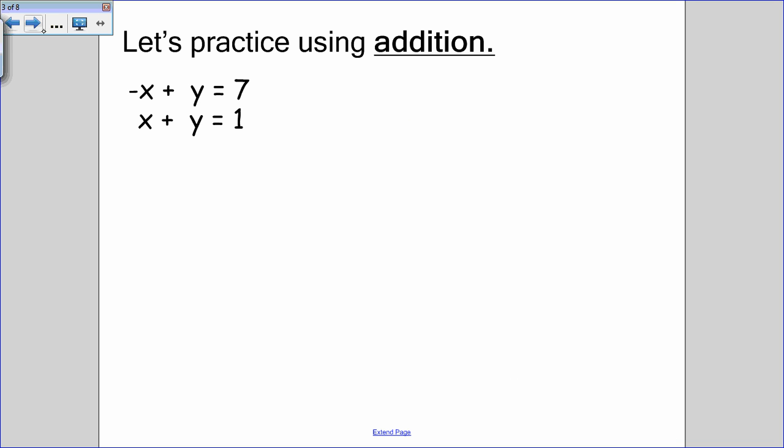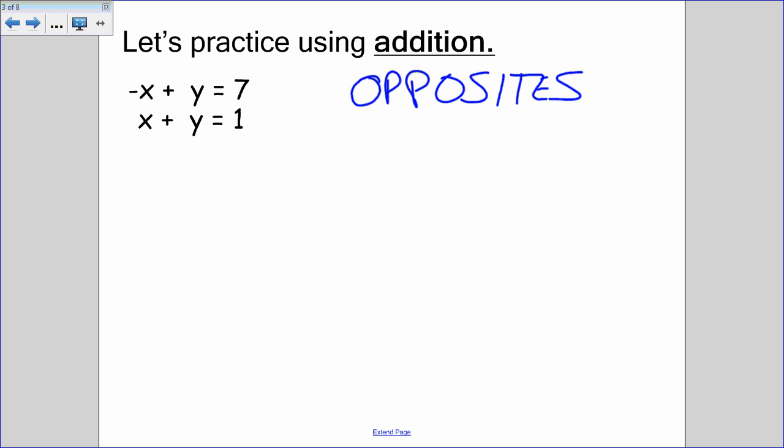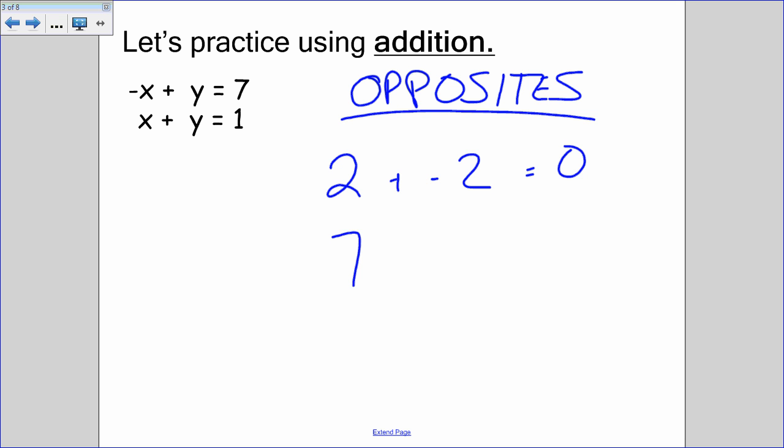Here I have the equations negative x plus y equals 7 and x plus y equals 1. With elimination, you are looking to get rid of a variable, and the easiest way to do this is through opposites. Think for a second. What if I had the numbers 2 plus negative 2? What's it going to equal? 0, right? What about 7 and negative 7? If I added them together, they're going to equal 0.